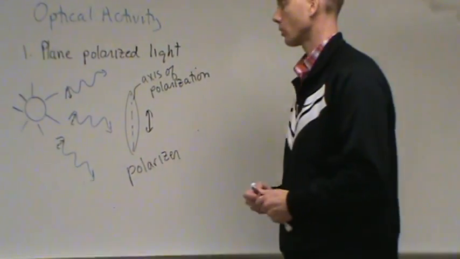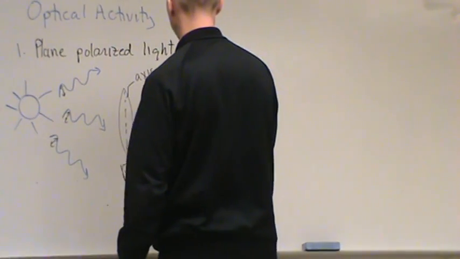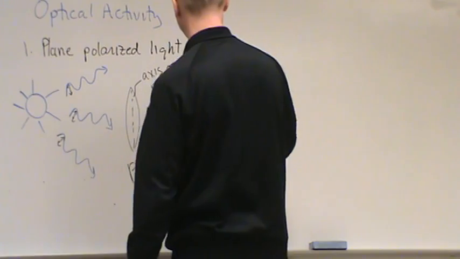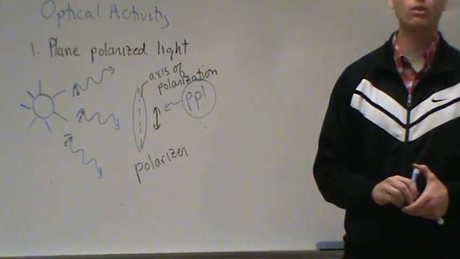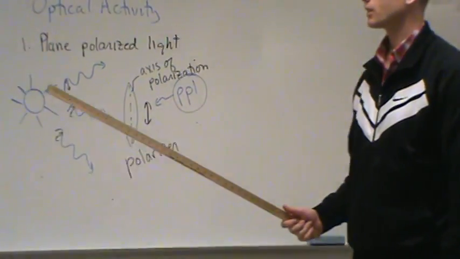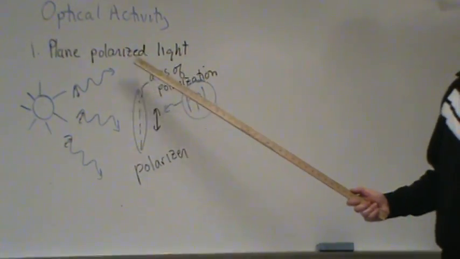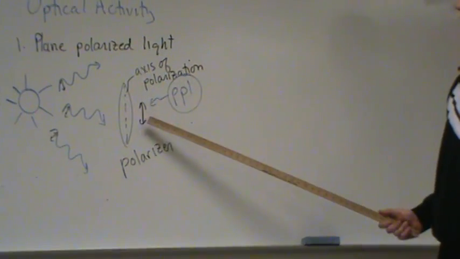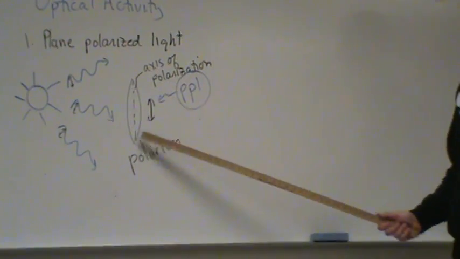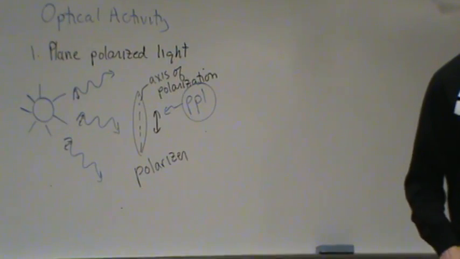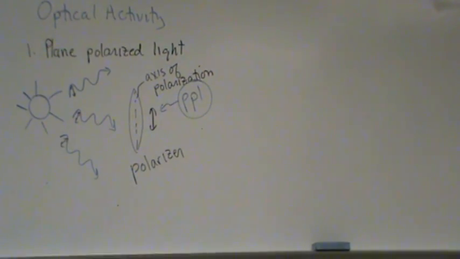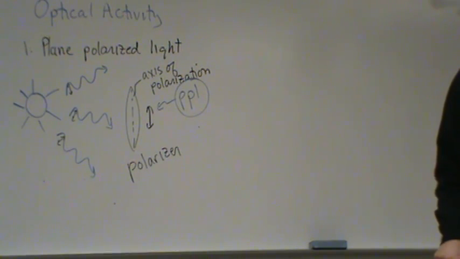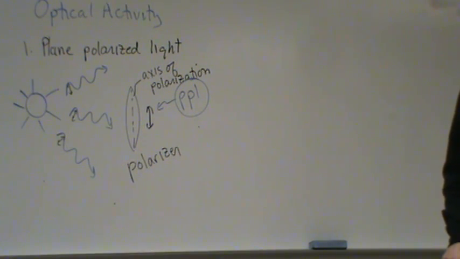And that particular wave that comes through is what's called our PPL, which, you got it, stands for plain polarized light. So this is the definition of plain polarized light that we're going to use in our topic today. Any questions about what plain polarized light is?